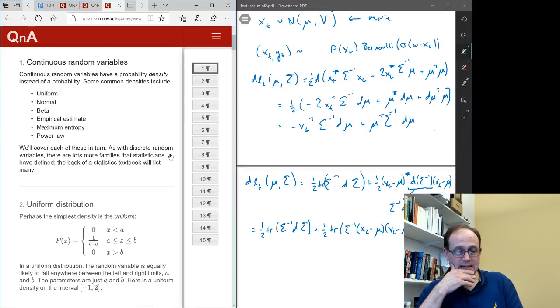And again, this is for single continuous random variables only at the moment, and after we're done with this, we're going to talk about how to handle multiple random variables at once.